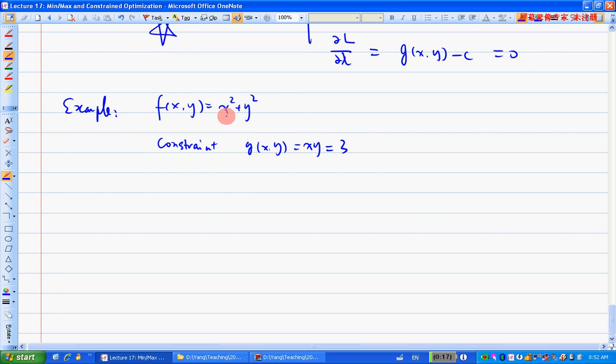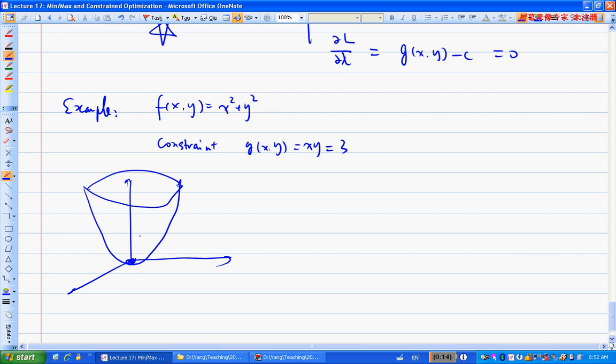And I want to minimize this function subject to this constraint. Now you probably ask, why don't you say maximize this function? Well, this function is basically the one I was just drawing here. That's a paraboloid, and the minimum for this function is 0. If there's no constraint, the minimum is 0 here, right?